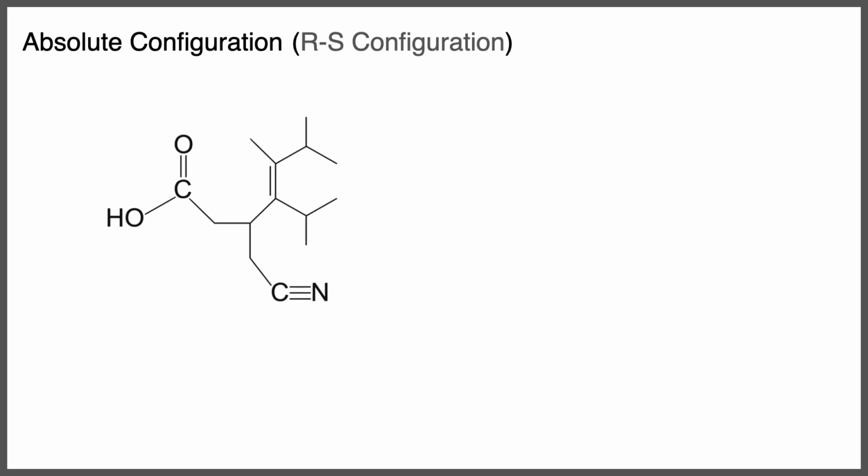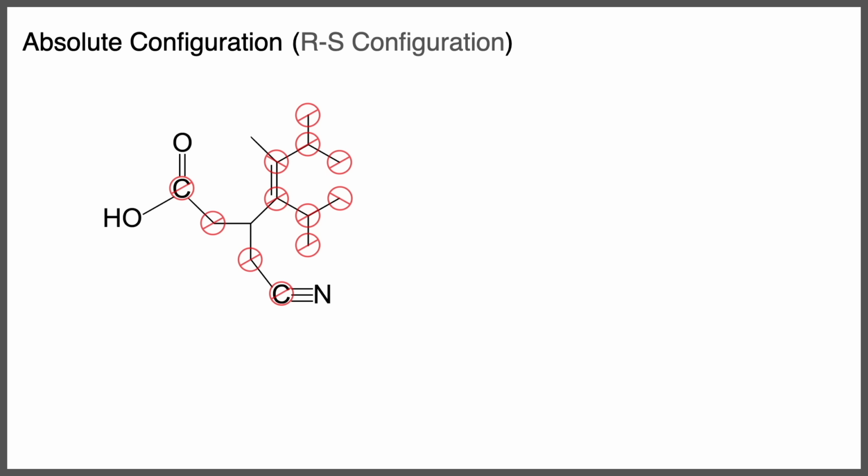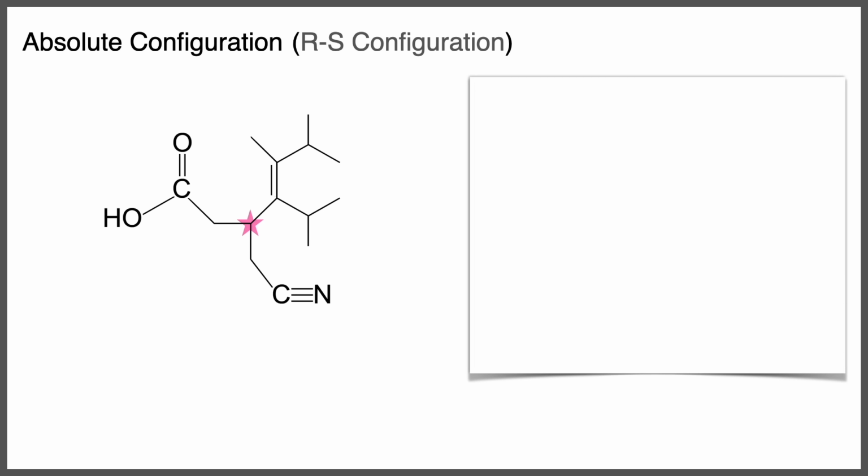MCAT questions asking for absolute configuration, which are just asking for RS configuration of chiral carbons, tend to use crazy complex molecules like this one. Sometimes you have to find the chiral carbons, which can be easy knowing that double or triple bonded carbons are never chiral, and carbons with two same substituents are never chiral. Again, tricks that I show in the video links in the description. Let's focus only on the chiral carbon and get the scratch paper out.